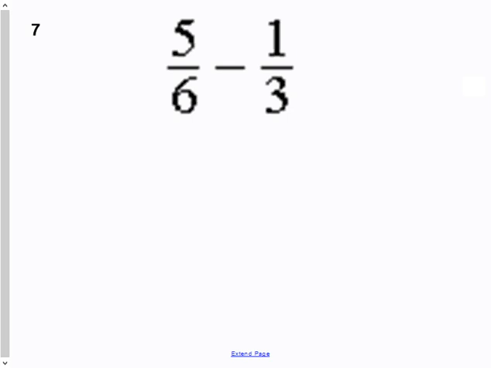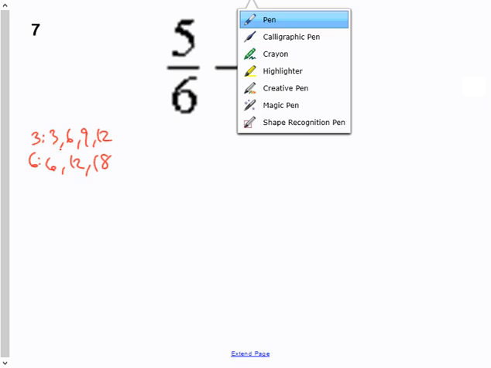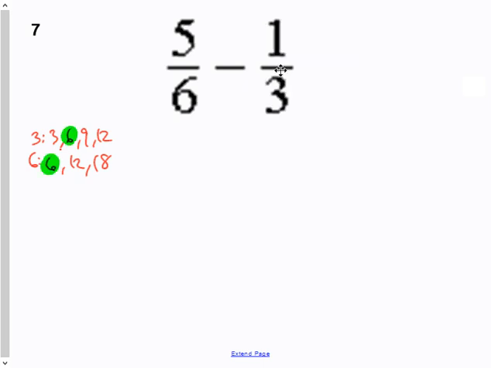All right, first thing is easy. Find your multiples of 3 and 6 to find your common denominator. Well, that was easy. I found it right away. Look at that. The first multiple they share is 6.